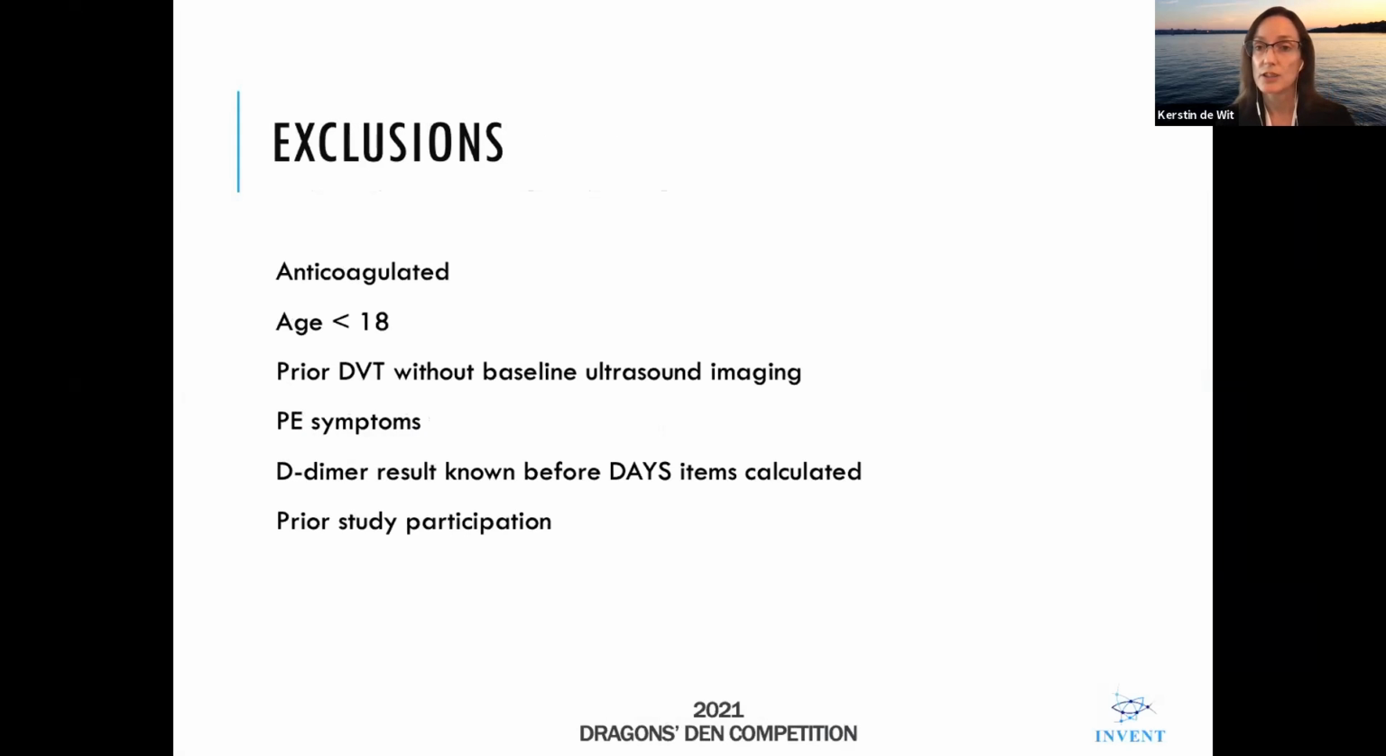The exclusions include being anticoagulated, under the age of 18, having previously been diagnosed with deep vein thrombosis when there's no baseline imaging accessible, or presenting with symptoms of pulmonary embolism. If the emergency physician knows the results of the D-dimer before they calculate the DAYS items, then the patient will not be included.